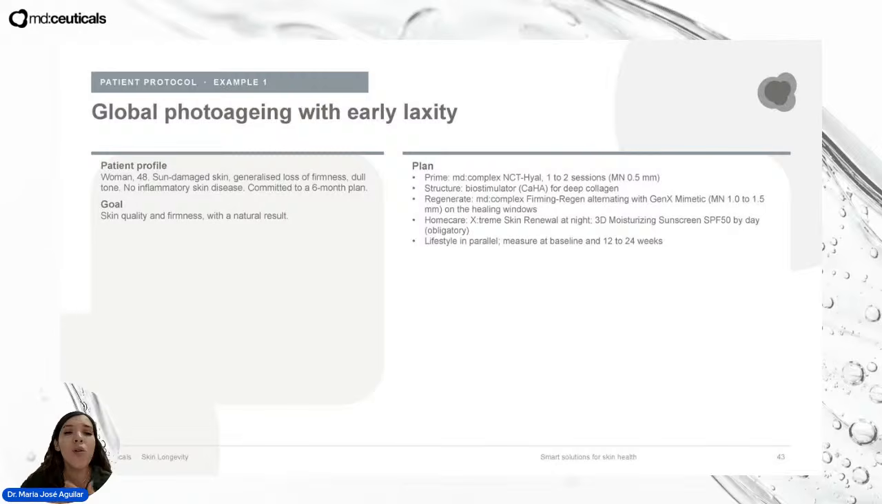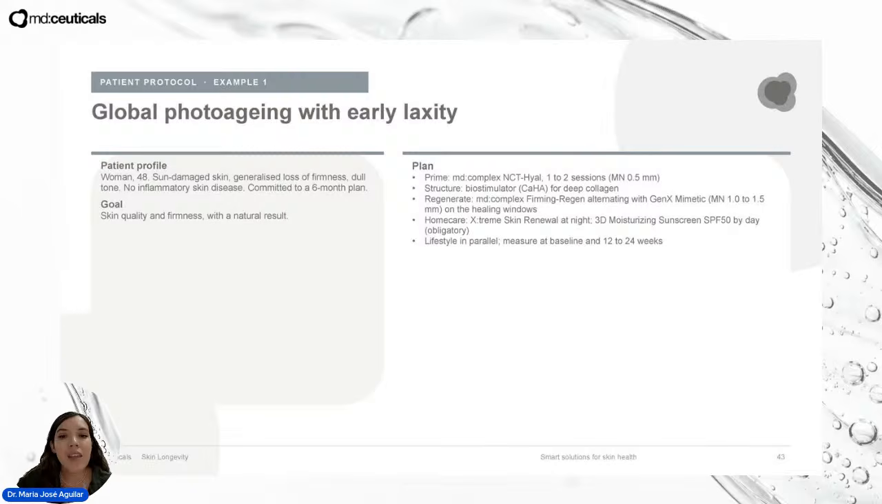The goal in this patient is going to be to improve the skin quality and the firmness, while having a natural result. In these cases, as we have a dull tone and sun damage, we need to recover the skin. We can perform an NCTF high session with a depth of 0.5. We can make an anti-aging treatment, and we can do a treatment of regeneration.